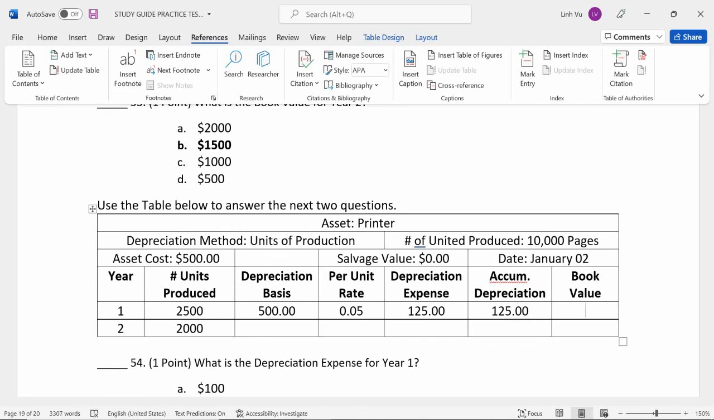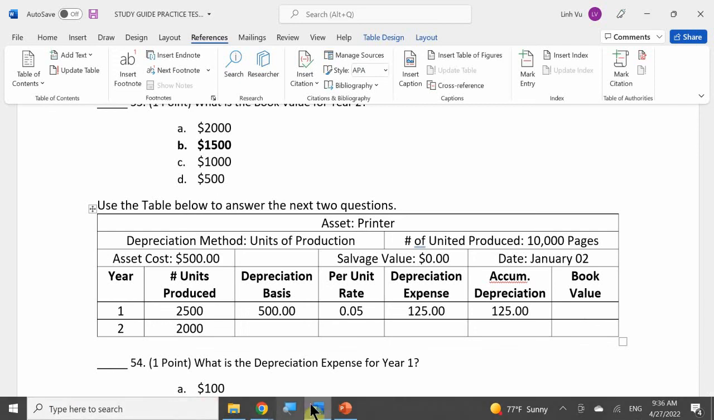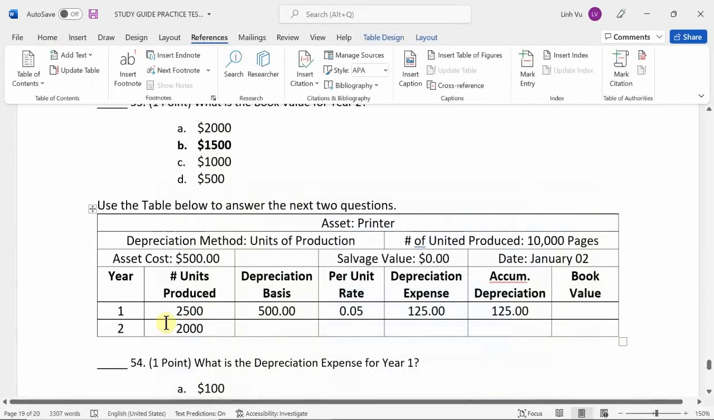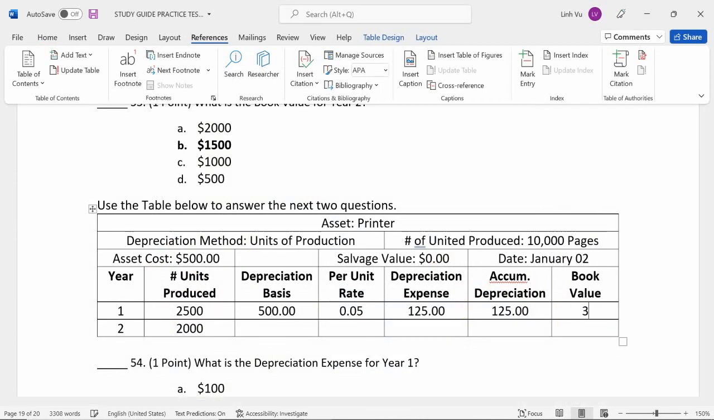So what's my book value going to be? 375. Right? You're going to take the cost of the asset of 500 minus your accumulated depreciation of 125 to get 375. Okay? Let's go ahead and solve for year 2.